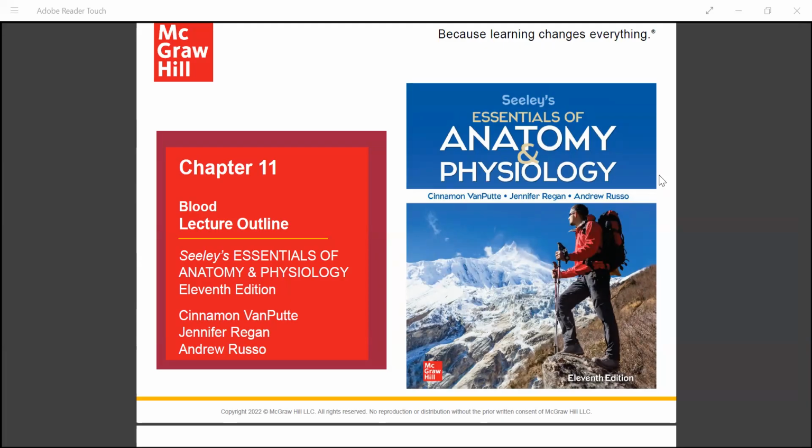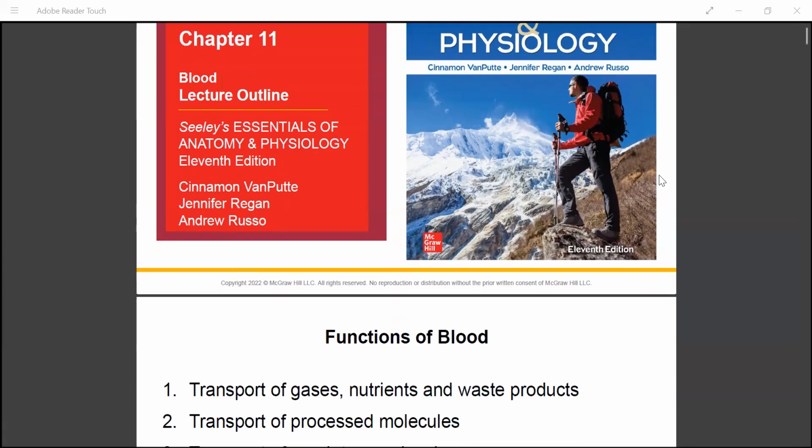And so, Unit 4 is all about the blood, the heart, our circulatory system, and then we finish up with the lymphatic and immune system, which is very much related to our circulatory system. But this is going to be a good background into blood itself.